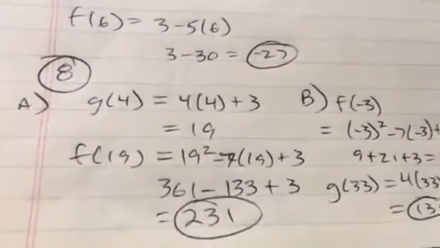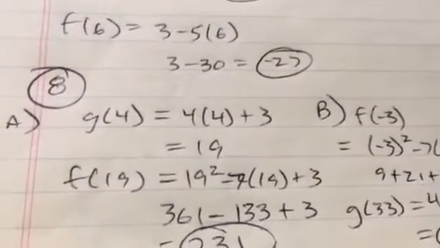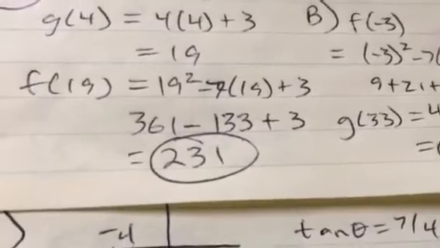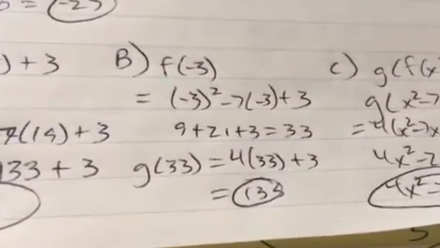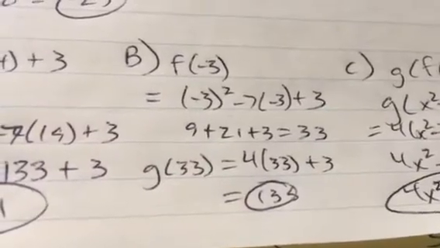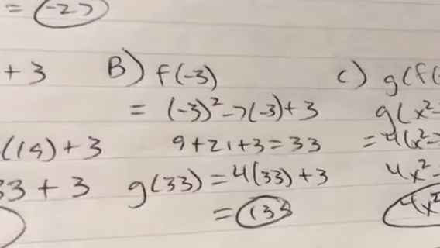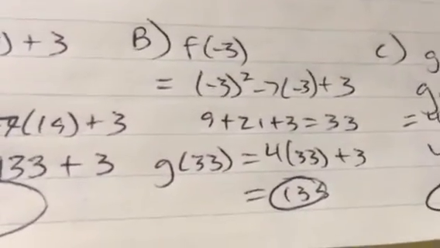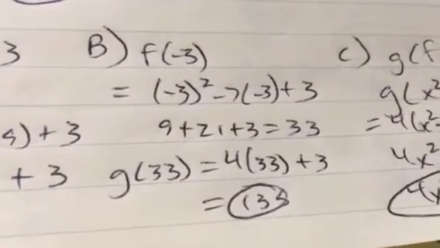Number 8, g of 4. Again, you're given that equation, 4x plus 3 gives you that. And then you get 19. You plug it into the f equation. F of 19, 231. For b, you do f of negative 3 first. So you do negative 3 squared minus 7 times negative 3 plus 3. You get 33. Then you plug that into the outer equation. If you look on your sheet, that was g. 4 times 33 plus 3 is 135.